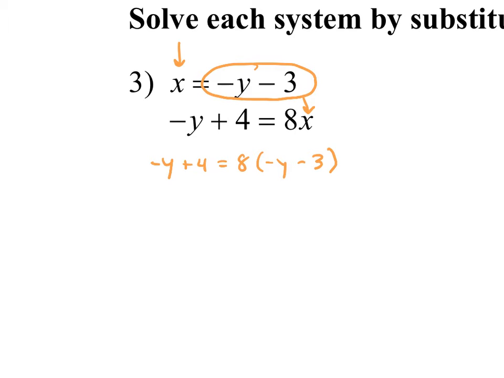So what do we have to do first to solve for y here? Anybody? Distribute. So we need to distribute the 8 to everything in the parentheses behind it. So we have 8 times negative y, which would be negative 8y, and then 8 times negative 3, which would be negative 24. So negative y plus 4 is equal to negative 8y minus 24.